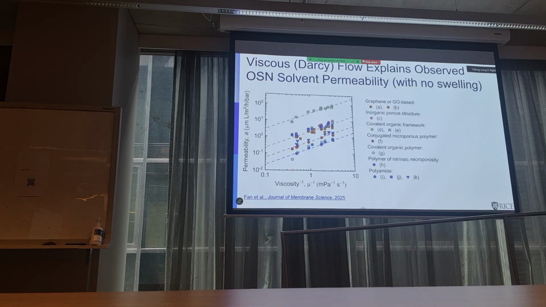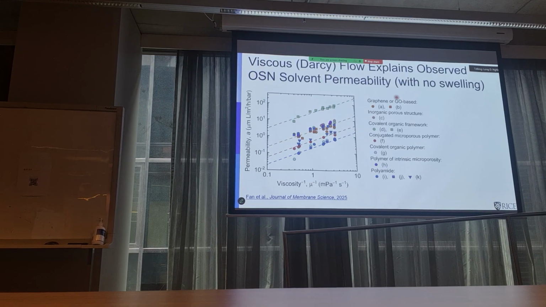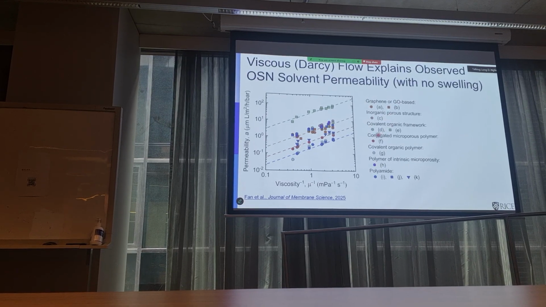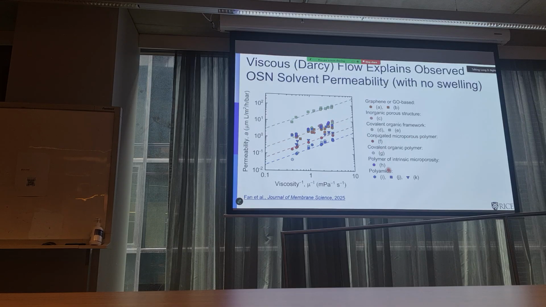Also, in a recent paper we analyzed a bunch of data from different kinds of membranes: graphene, inorganic, covalent organic framework, polymer, polyamide, all kinds of them. And for all of them we found that the permeability depended on 1 over viscosity. Again, 1 over viscosity is exactly what Darcy's law predicts. So permeance is proportional to 1 over viscosity.